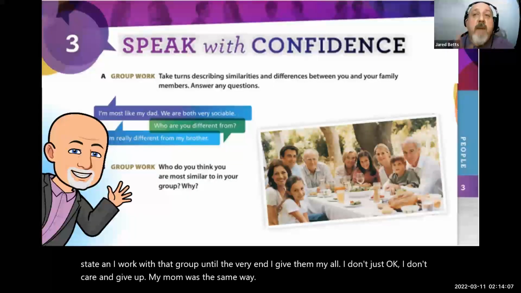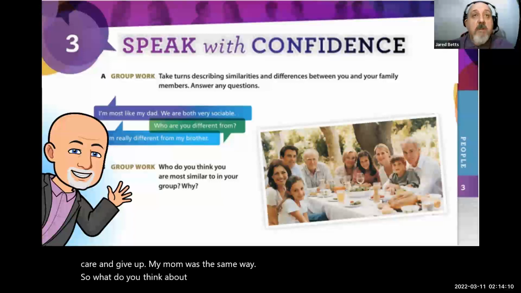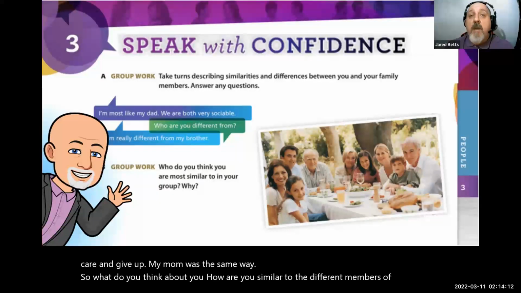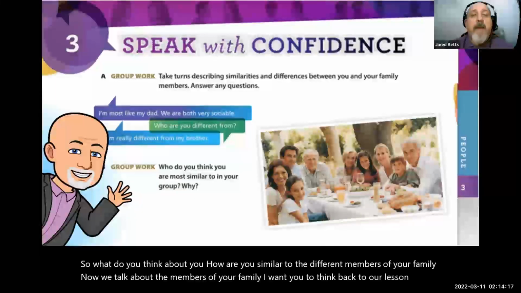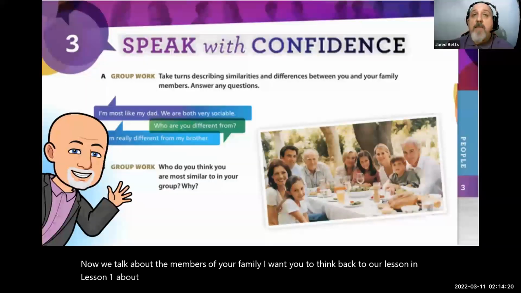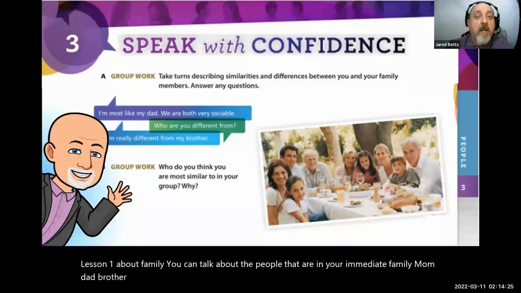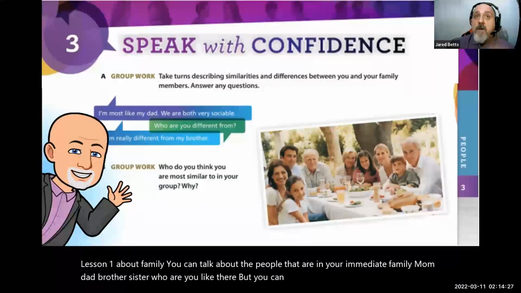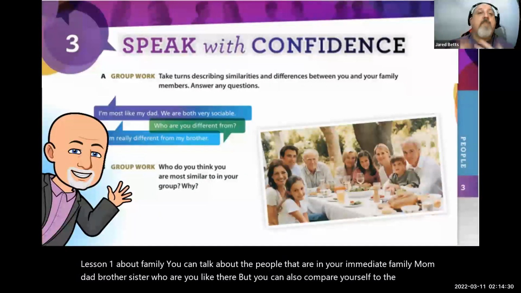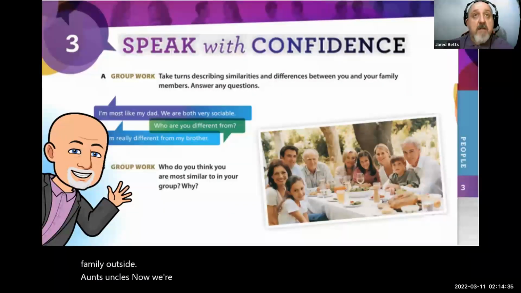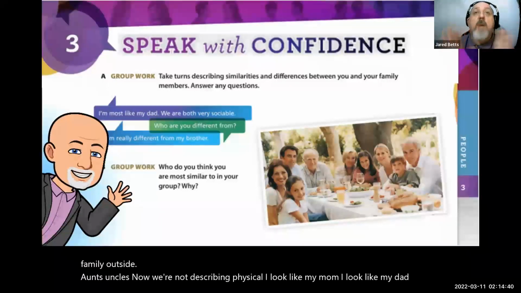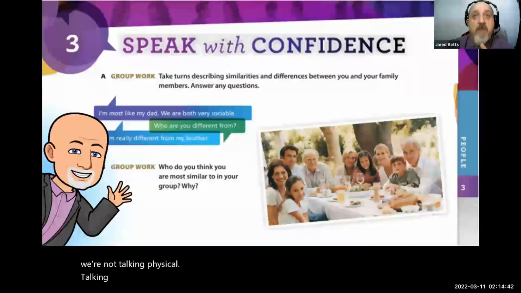So what do you think about you? How are you similar to the different members of your family? Now, when we talk about the members of your family, I want you to think back to our lesson in lesson 1 about family. You can talk about the people in your immediate family, mom, dad, brother, sister. Who are you like there? But you can also compare yourself to the family outside, aunts, uncles. Now, we're not describing physical, like I look like my mom or I look like my dad. We're not talking physical. We're talking personality, things that you're similar to.